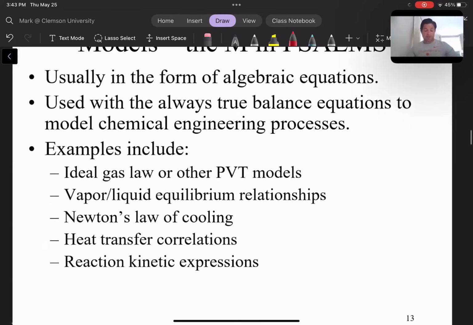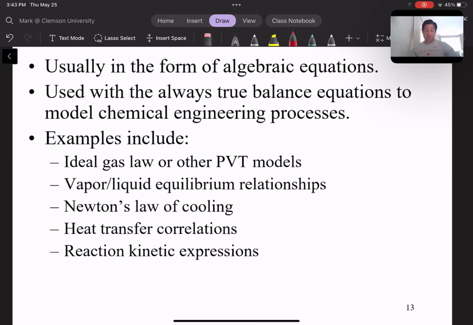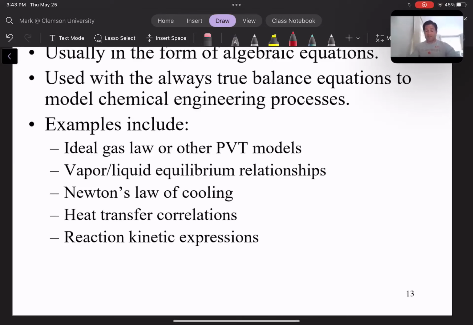All right, so there's various other types of models, and these models can be things like the ideal gas law. So PV equals RT, where this is molar volume, or you could have other types of gas law relationships that we use. We could have things like Raoult's law for vapor liquid equilibrium, so like y_A P = x_A P_A star(T). For example, Newton's law of cooling, heat transfer relationships.